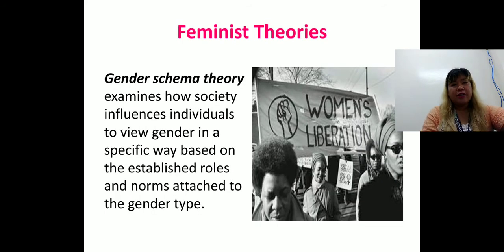There are different feminist theories. The first one is gender schema theory. It examines how society influences individuals to view gender in a specific way based on the established roles and norms attached to the gender type. Children are conditioned to learn from society the definition and roles of female and male. For example, as a child, we are made to believe that a doctor should be a male and the nurse should be a female. So, it is being shaped in us.